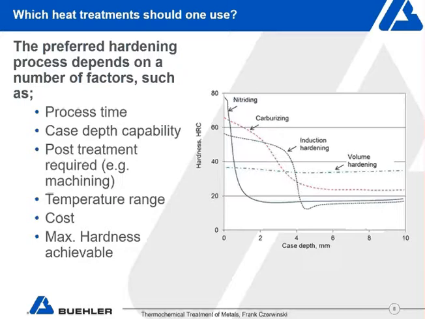We're saying here that the preferred hardening process, of course, depends on a number of factors, one of them being process time, which I've alluded to in the previous slide. But we're also checking the case depth capability, as you can see on the schematic on your right on that chart. Nitriding tends to cause shallow case depth, followed by carburizing, which we say does cause medium case depth, and then you've got induction hardening where you can get a lot more case depth capability.